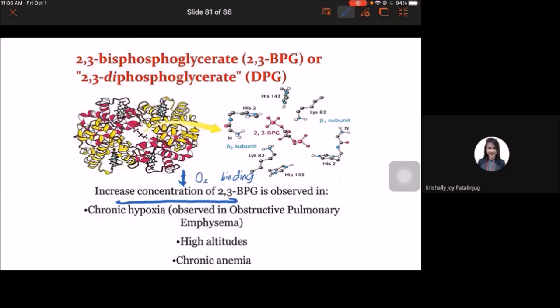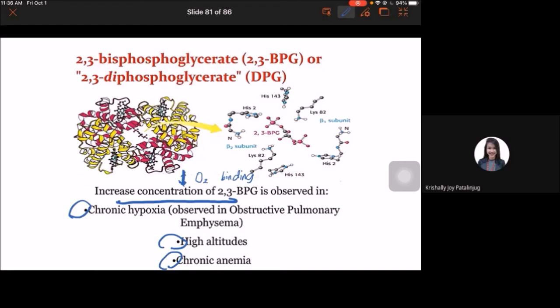Now, this case kapag increased concentration ng 2,3-bisphosphoglycerate, this is usually observed on the following conditions. Kapag may chronic hypoxia, high altitudes, yung nagte-trekking, umaakyat ng bundok, di ba pansin nyo, hirap huminga, it's because of the increased concentration of 2,3-bisphosphoglycerate, lesser oxygen binding, kaya hirap huminga. Okay, during trekking, high altitude. Okay, then chronic anemia as well.